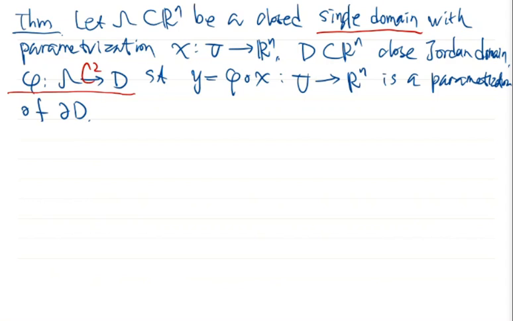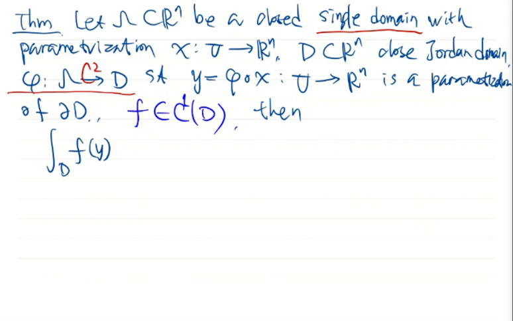Okay, this is our requirement for the map, that is the change of variable map in the change of variable formula. And f is a continuous function defined over D. We need f to be C1. Then we have the integral of f over D equals the integral of f over omega. Then the Jacobian determinant.